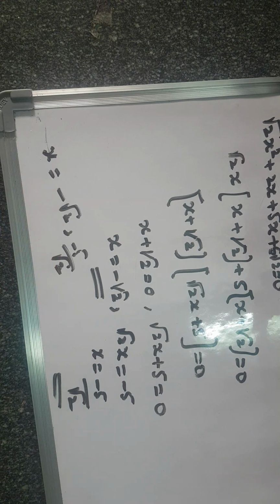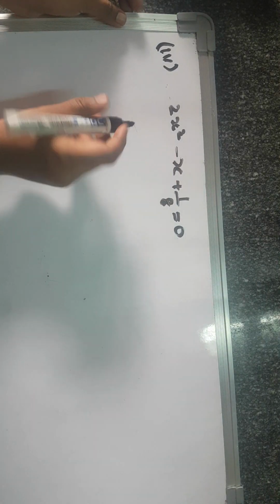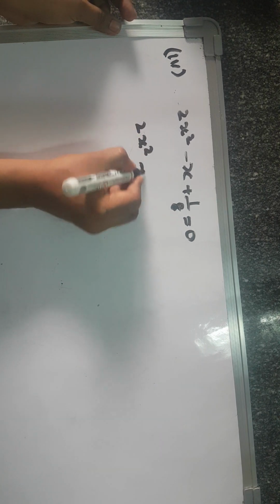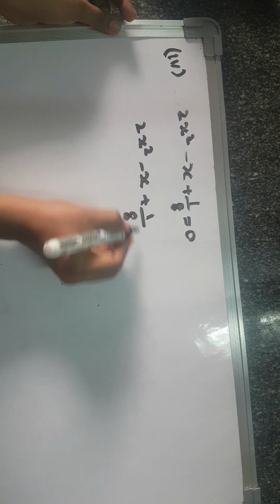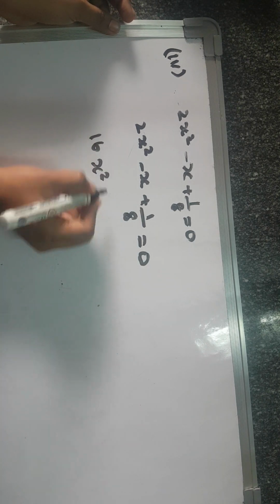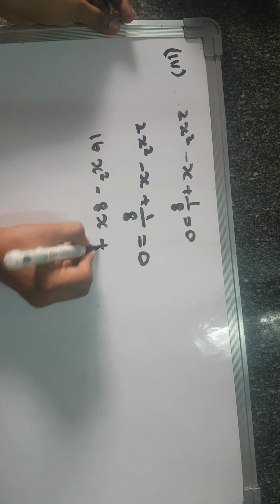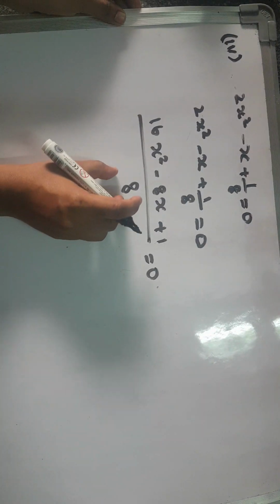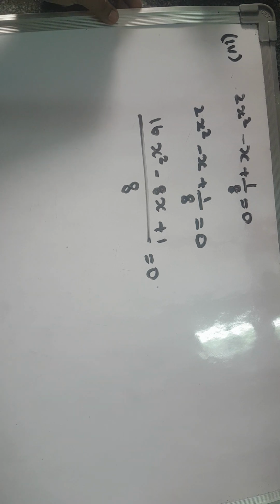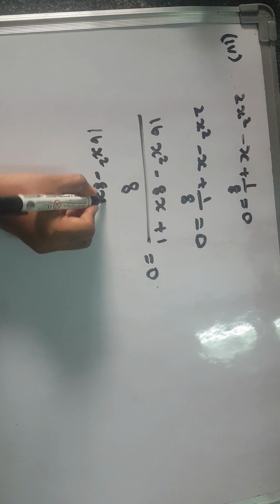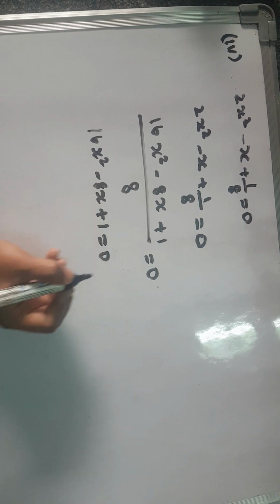Now let us continue. While showing the example, I have taken this sum. Now 2x square minus x plus 1 by 8. First we have to do the LCM, so these values become 16x square minus 8x plus 1 by 8 equals 0. I am multiplying this term into 0. This becomes 16x square minus 8x plus 1 equals 0.